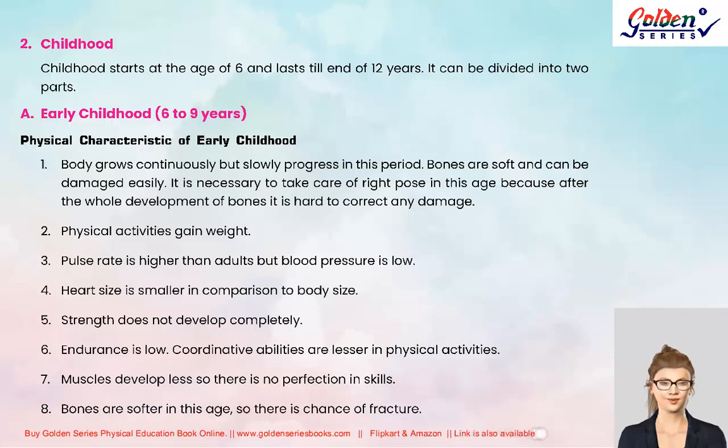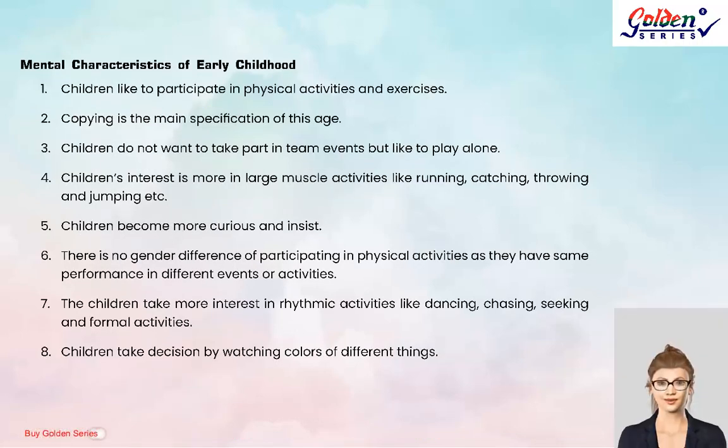6. Endurance is low. Coordinative abilities are lesser in physical activities. 7. Muscles develop less, so there is no perfection in skills. 8. Bones are softer at this age, so there is a chance of fracture. Mental characteristics of early childhood. 1. Children like to participate in physical activities and exercises.